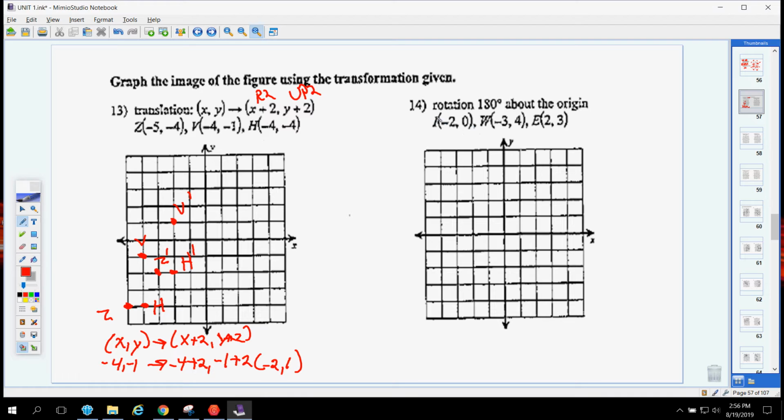Okay, 14, rotation 180 degrees about the origin, starting at this point. So that looks like an I to me. So negative 2, 0, negative 2, 0. We'll call that I. Negative 3, 4, negative 1, 2, 3, and up 1, 2, 3, 4. This is W, and E is over 2 and up 3, 1, 2, and up 1, 2, 3. Now we see we have a triangle here that's in essentially quadrant 1 and quadrant 2 with I being on the x-axis.